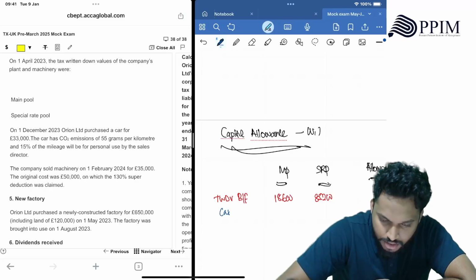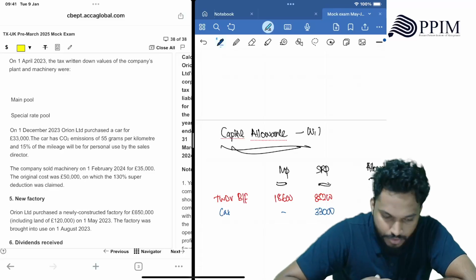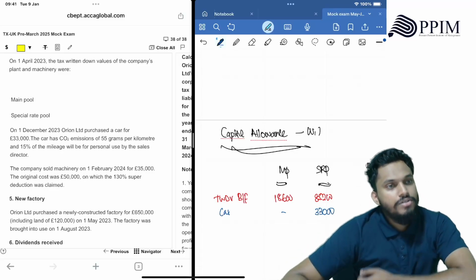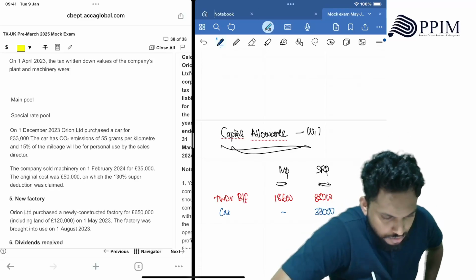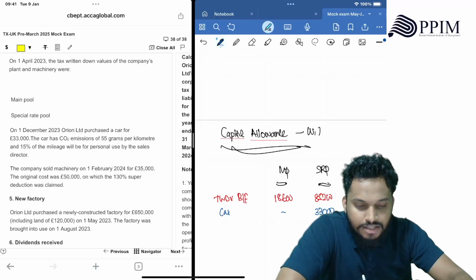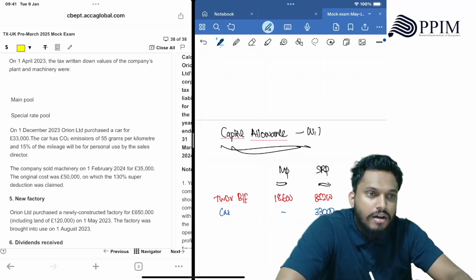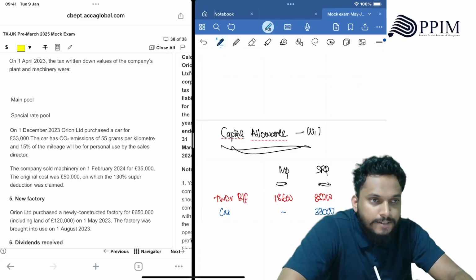So I would say the car will be fully charged at the special rate pool. The car is not going to the main pool. No? Anyways, the car is not taken under main or special, but you can keep it under main for them to pay special. Not for the car. The car is exempted for that.